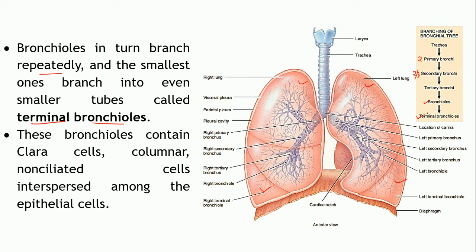Now these bronchioles contain specific types of cells called Clara cells. Also present are the columnar non-ciliated cells. Non-ciliated means, will the cilia be present over here? No, these are absent at this particular level.